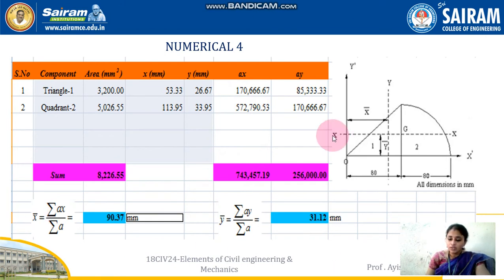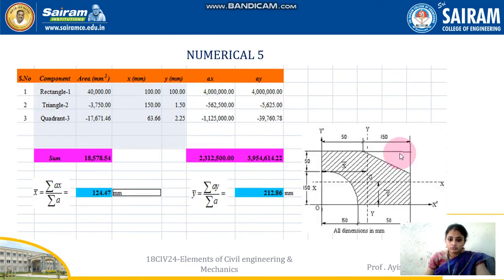I'll just repeat it. This figure is the combination of a triangle and a quarter circle. The triangle area formula is half BH and the quarter circle is pi r square by 4. The triangle centroid is b by 3 or h by 3 from the greater intensity side, and the lesser intensity side is 2/3 of the distance. And for the quarter circle it is 4r by 3 pi. Using that we have found the answer.